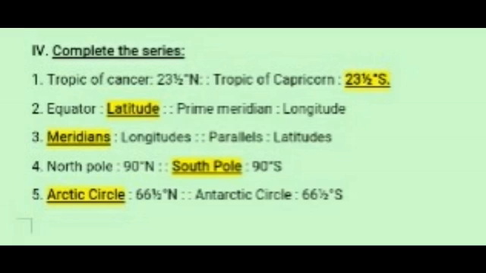Fourth one, North Pole 90 degree north, then dash 90 degrees south. So alternately what you have to write for North Pole, it is South Pole. Fifth one, dash 66.5 degree north, Antarctic Circle 66.5 degree south on the other side. So here what will come? It will be Arctic Circle.